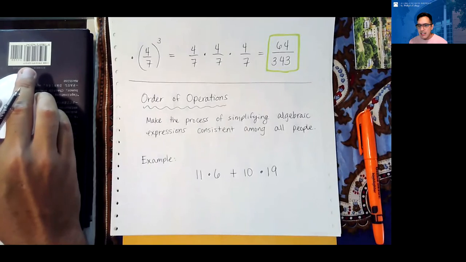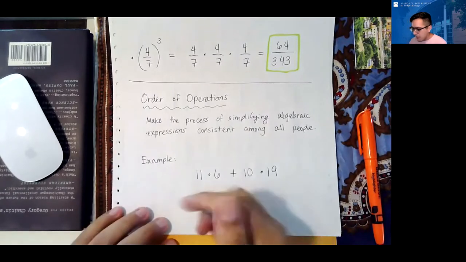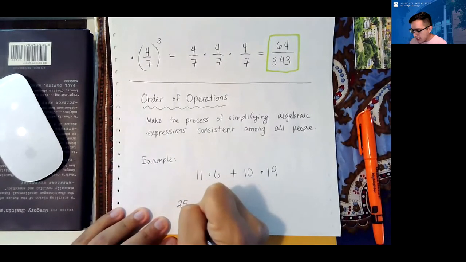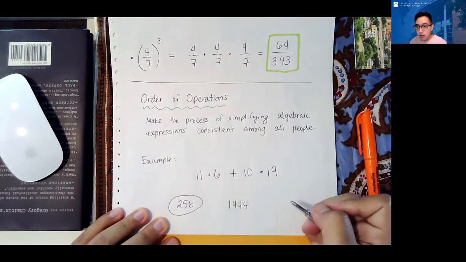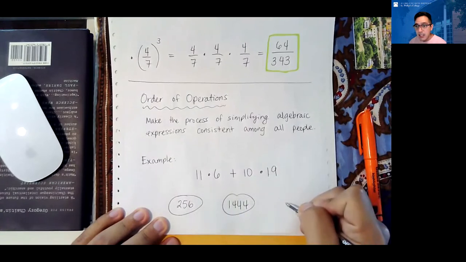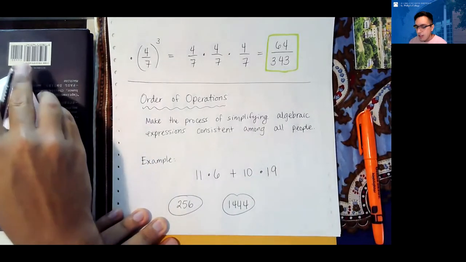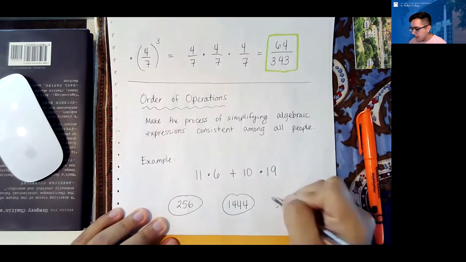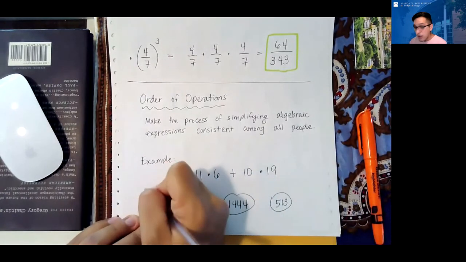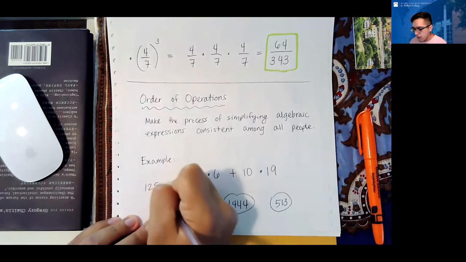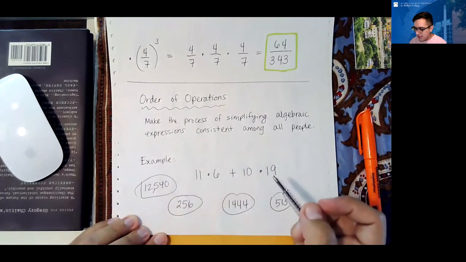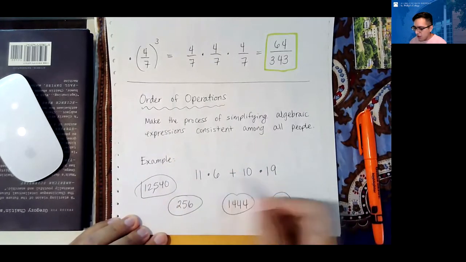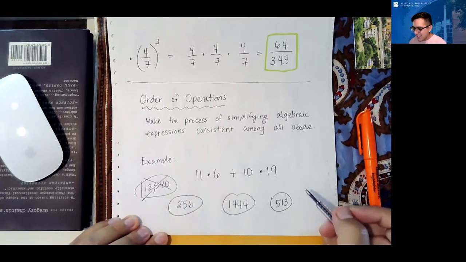Let's see. Okay, let's do this. It looks like the majority of people are saying that this should be 256. But some people are saying that it should be 1,444. And then some people are saying 513. And then we have another one that says 12,540. I multiplied instead of adding. Oh, okay. You multiplied all of them out. Gotcha. No, that's fine.